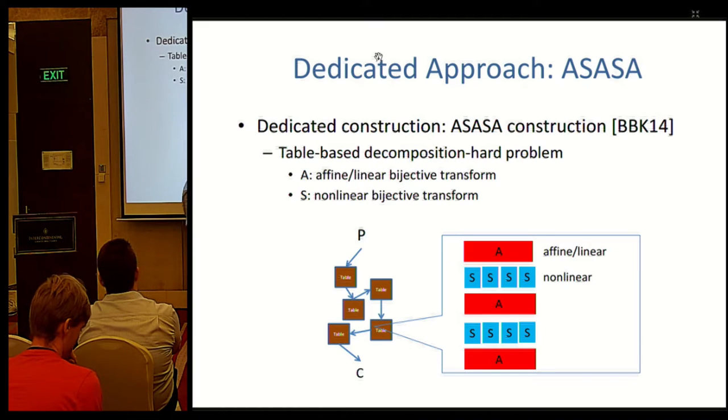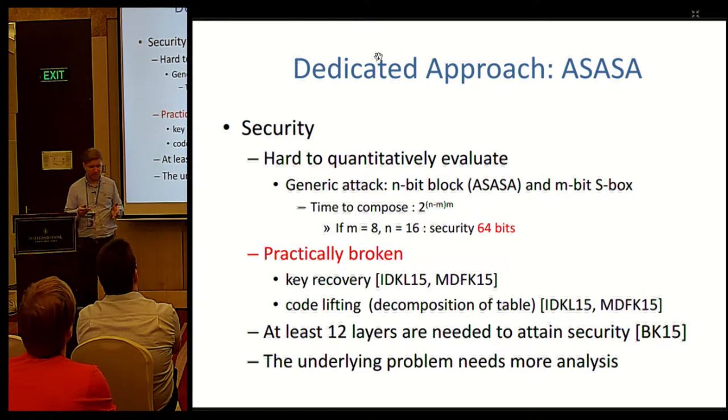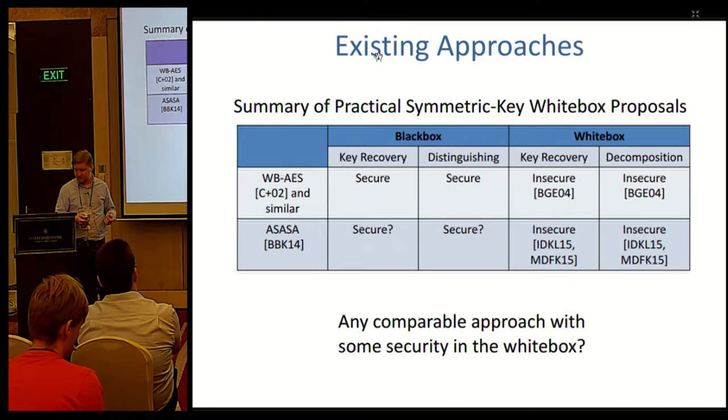Affine, non-linear, affine. That's why it's called ASASA. And people have also been trying to analyze this construction, which is not always very easy to do, but for just five layers, there's a practical break. You need at least 12 layers of this construction to make it secure. So it looks like the underlying problem needs a bit of analysis.